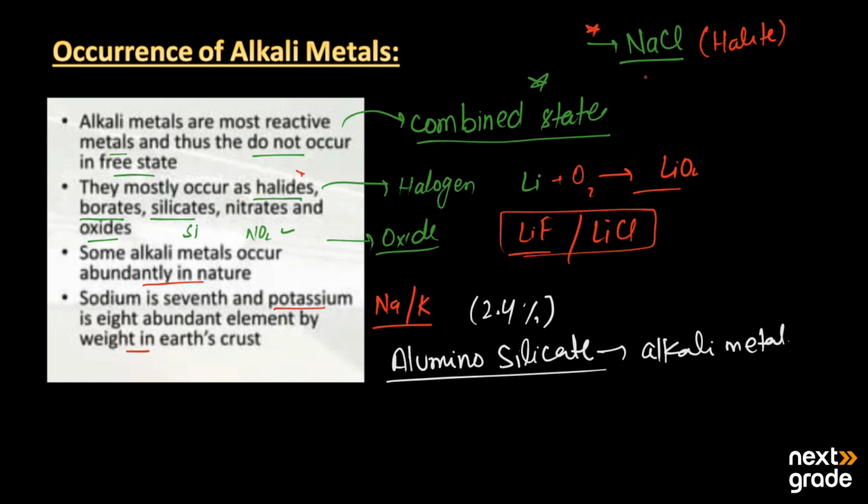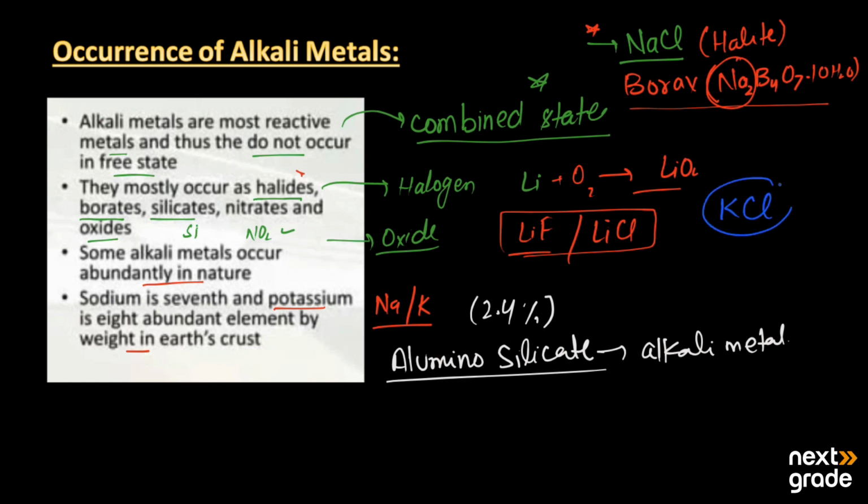We have another form, which is borax. The formula for borax is Na2B4O7 along with the hydration molecules, 10H2O. So this is the formula of borax, and it is a mineral of sodium. Along with that, we also have a mineral of potassium. For example, we have potassium chloride, KCl, and its name is sylvite. So this is a simple occurrence of the alkali metals.